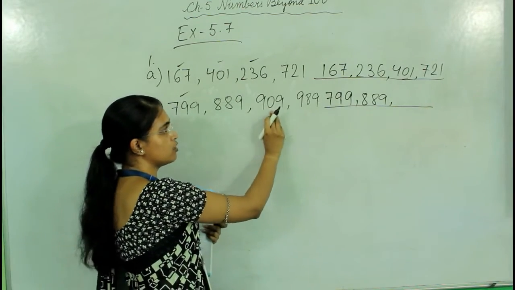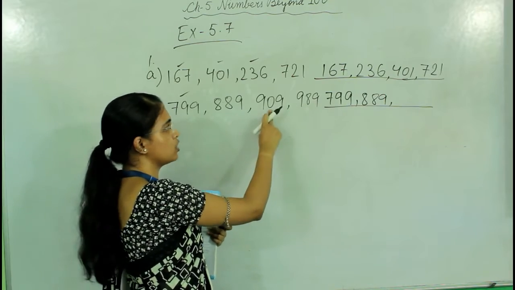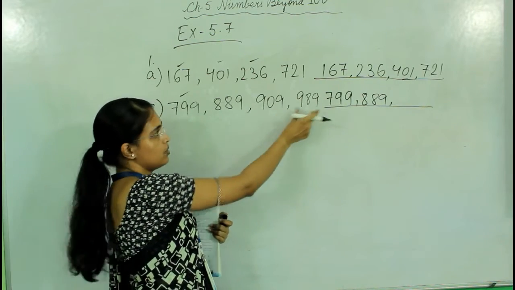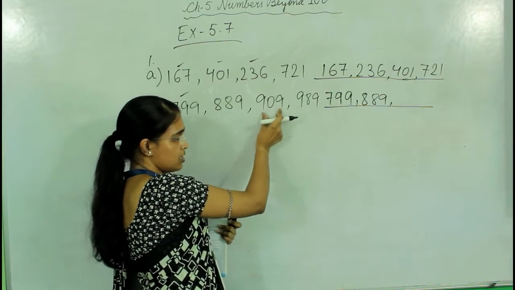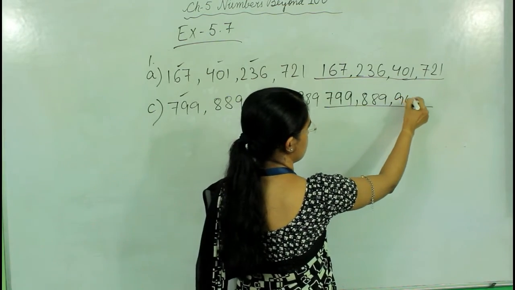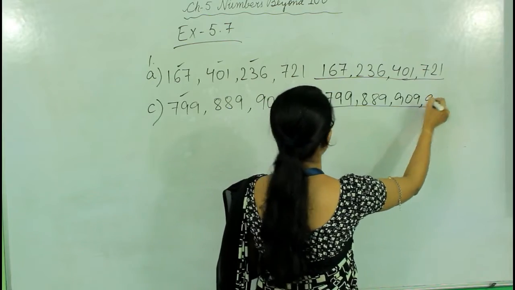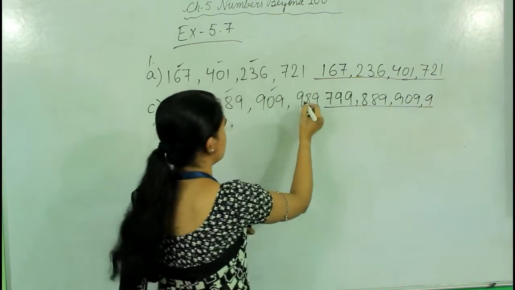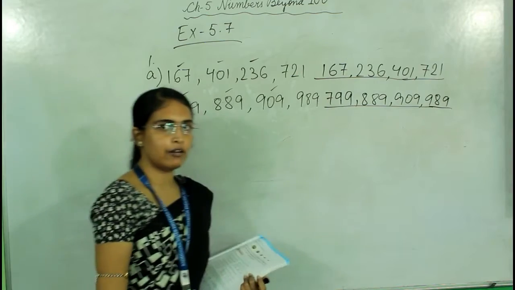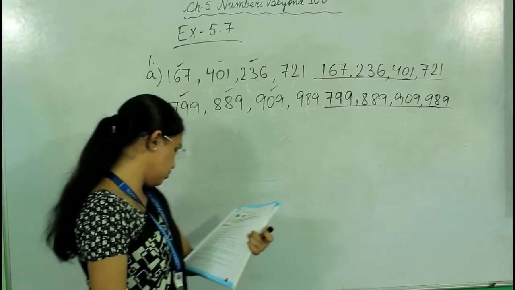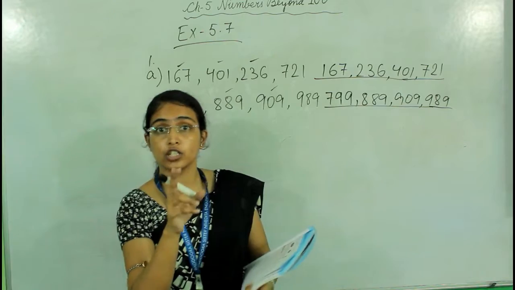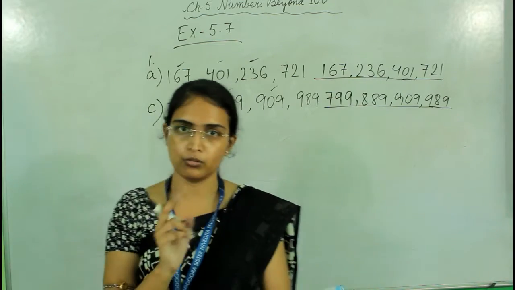So here we have 0, but here we have 8. So 0 is smaller than 8. That means this number is smaller than this. So we will write this number first. So 909. Then which number is left? 989. So in this way you have to do this sum. Now question number 1B is your homework. Okay.